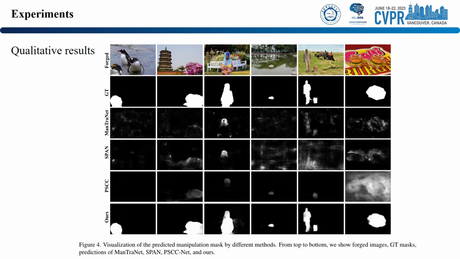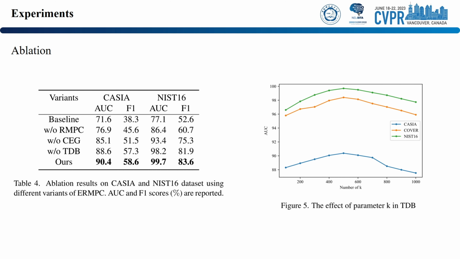The visualizations here show that our model not only localizes forged regions more accurately, but also forms sharper boundaries. It benefits from the explicit modeling of inconsistencies and the full utilization of edges by our method. In order to evaluate the effectiveness of RMPC, CEG and TDB, we remove them separately from ERMPC and evaluate the forgery localization performance on CASIA and NIST-16 datasets. The table presents the quantitative outcomes.